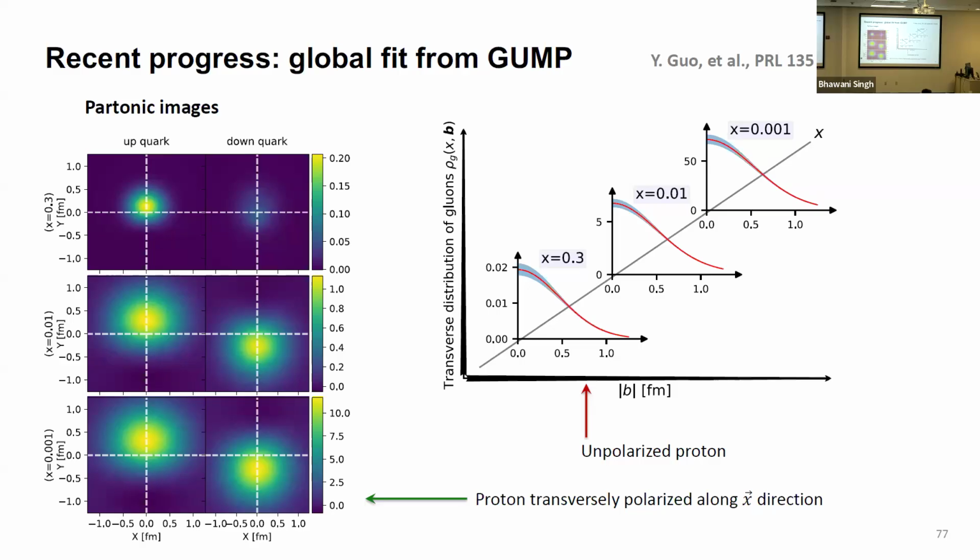And this is for the gluons. And this is for different X values. Oh, sorry, the horizontal axis is for the transverse radius B, and the vertical axis is for the density. And you can see that as X becomes smaller and smaller, the vertical values of this density become larger and larger, which means the radius of the gluon distribution becomes wider and wider. And this is for the unpolarized proton.